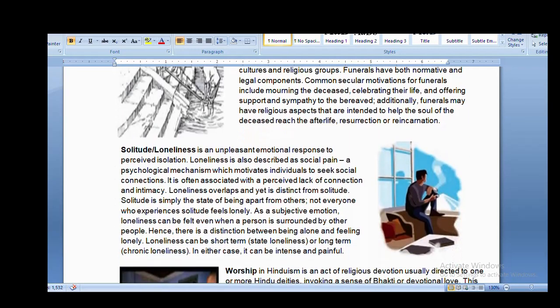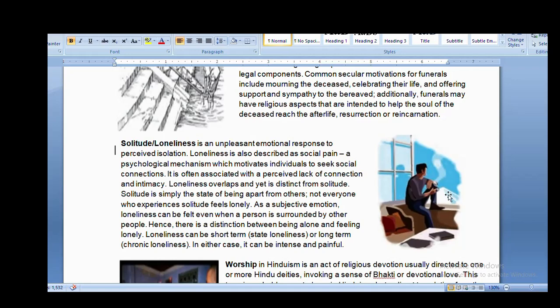In the second picture, we can clearly see a man staring into the far distance, sitting alone. It is called loneliness or solitude. Loneliness is an unpleasant emotional response to perceived isolation. It is also described as social pain, a psychological mechanism which motivates individuals to seek social connections. It is often associated with a perceived lack of connection and intimacy. Loneliness overlaps with, and is distinct from, solitude. Solitude is simply the state of being apart or far away from others.